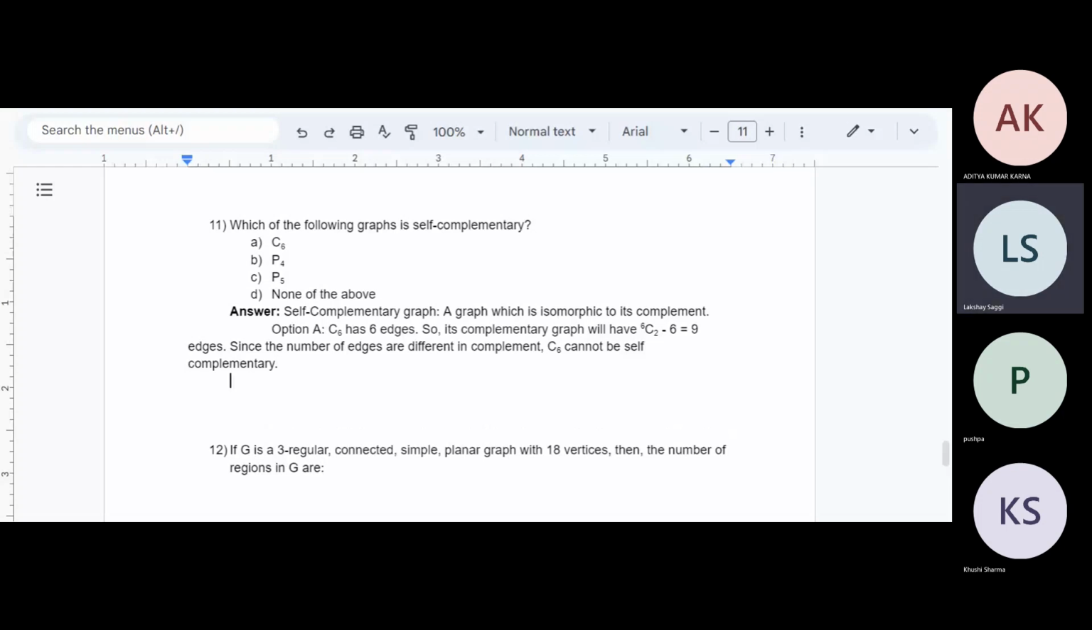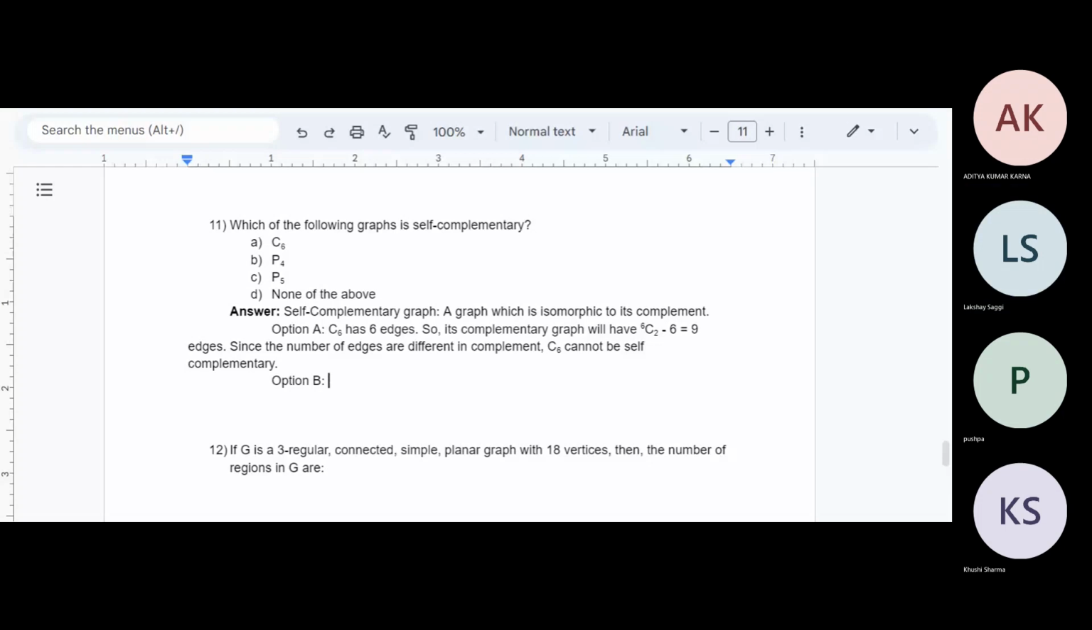Note that by no means is this a sufficient condition. There can be a case where two graphs are not isomorphic even if they have the same number of edges. So just checking the number of edges is not sufficient to say two graphs are isomorphic. But if the number of edges is not equal, then you can definitely say that they are not isomorphic. I hope you guys are getting the drift of what I'm saying.